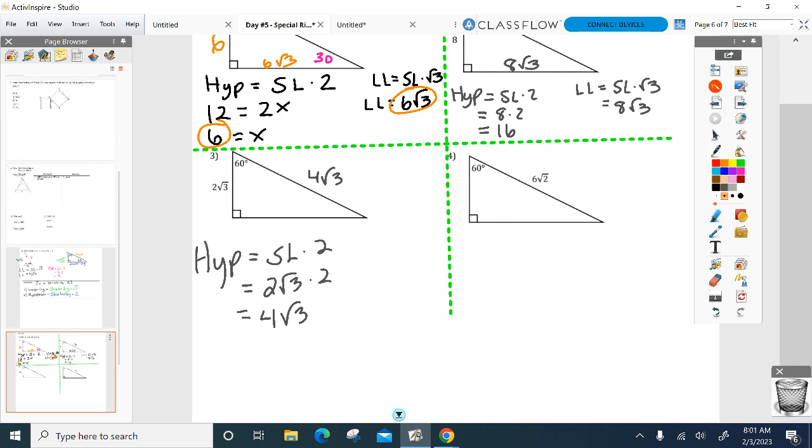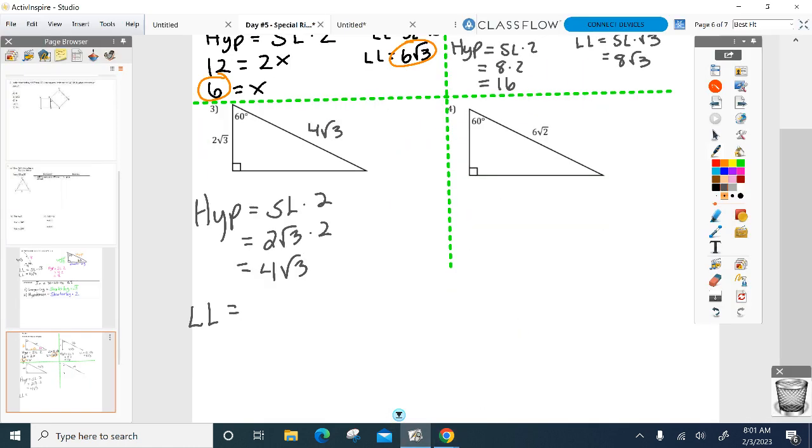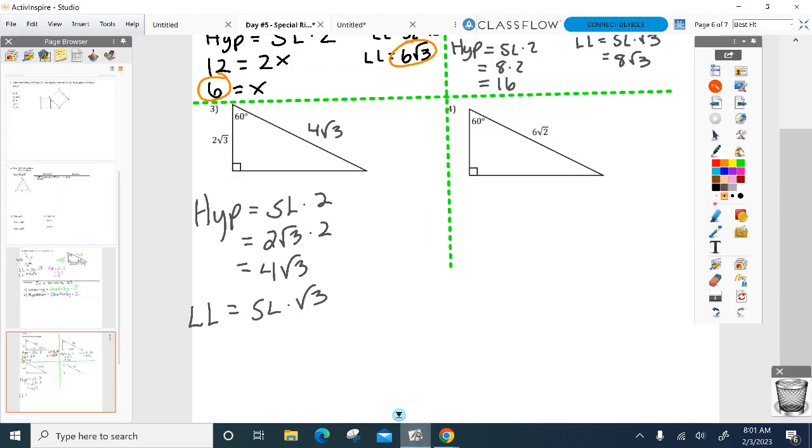Ready? How about the longer leg? What's the rule to find the longer leg? The shorter leg times radical 3. Great job. All right. What is my shorter leg? 2 radical 3. Okay, so everyone, here we go. 2 radical 3 times radical 3.